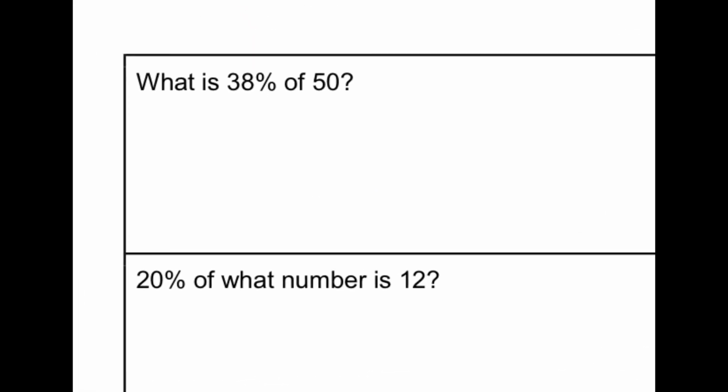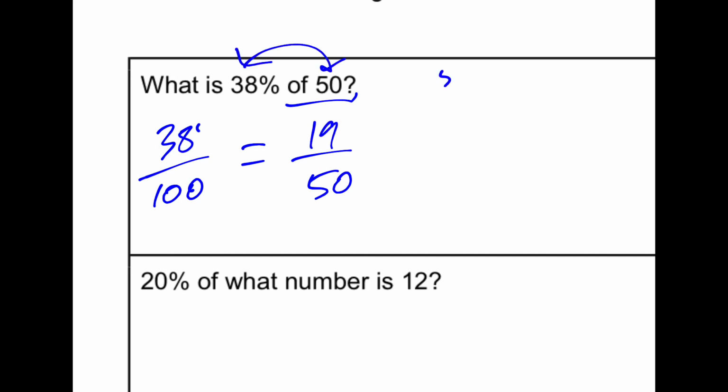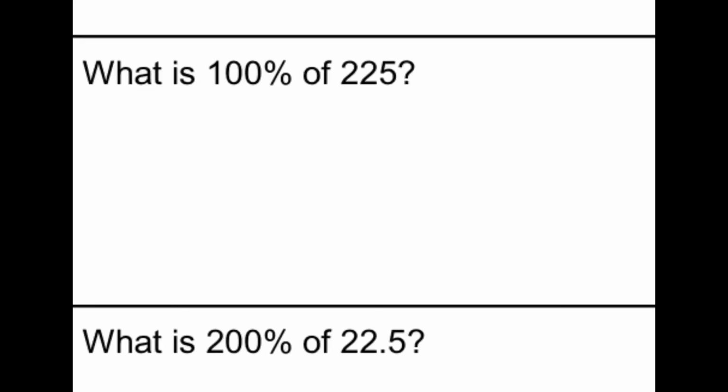So what did this look like on the quiz? Well, you can look at 38%, which is 38 over 100. Of 50 puts 50 on bottom. And this is going to be 19. Another trick is that you can always switch these. You can say, what is 50% of 38? And I can do in my head, what's half of 38? That works for any percentage. If you want to know what is 100% of something, it just is itself.